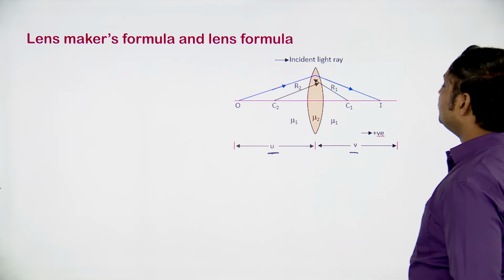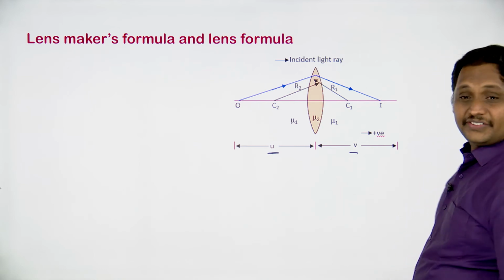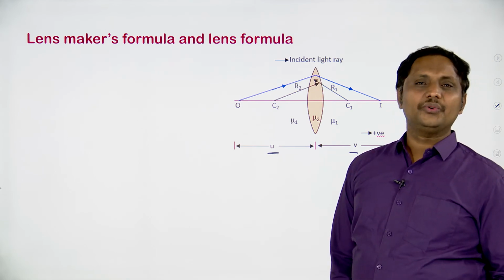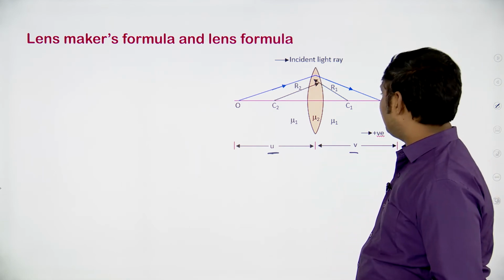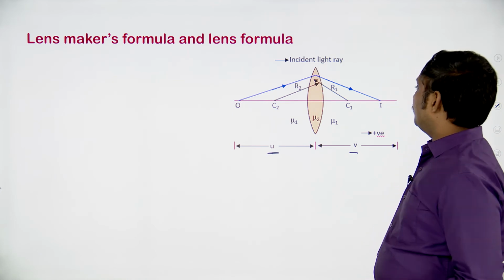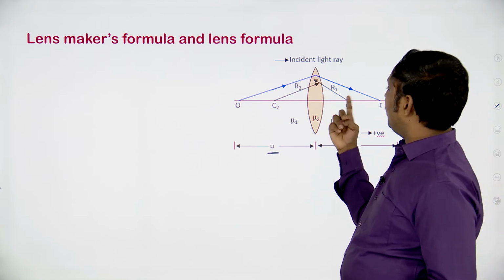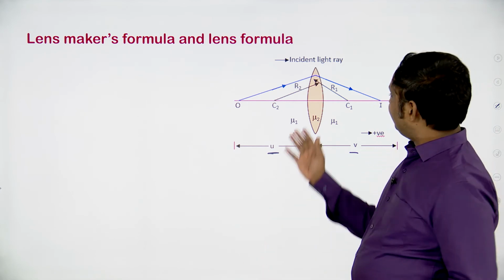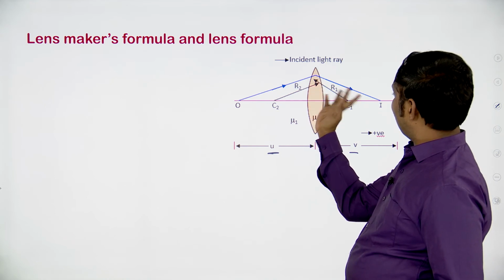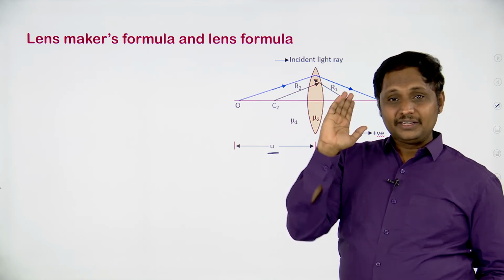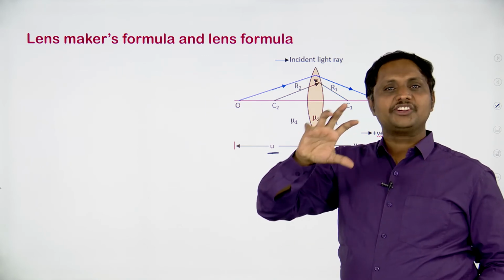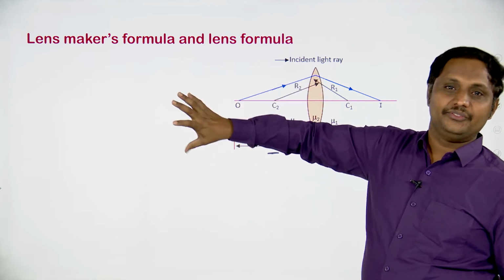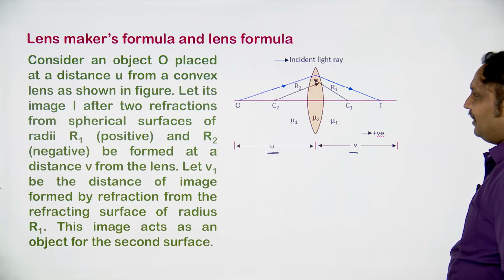We would like to go for u, which is the object distance, and v, which is the image distance. You have two curved surfaces, and after refraction it forms the image. So let's have the radii of curvature R1 and R2. You will get refraction here and here also. The image formed due to the refraction of the light ray is going to be the object for the second surface. It's very clear. Let's have a look.